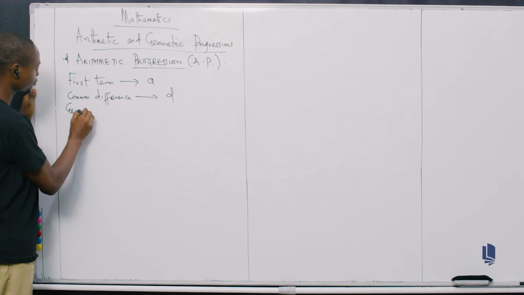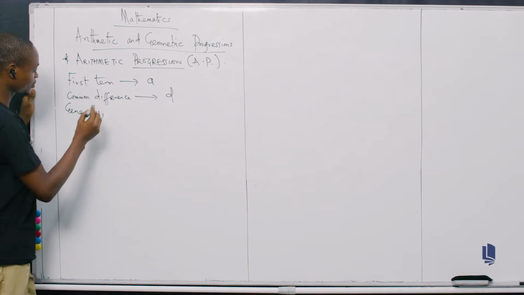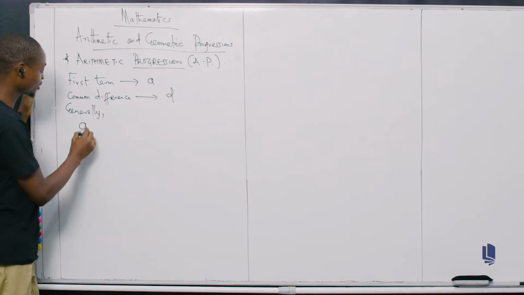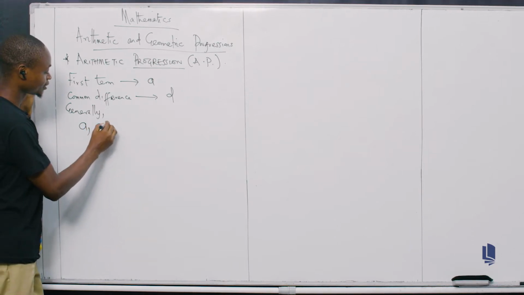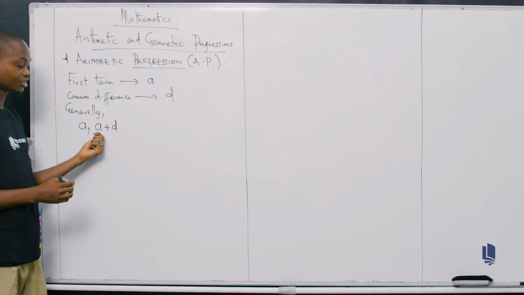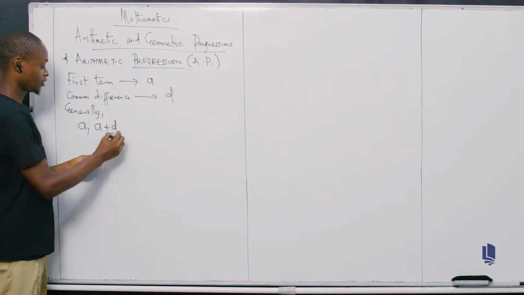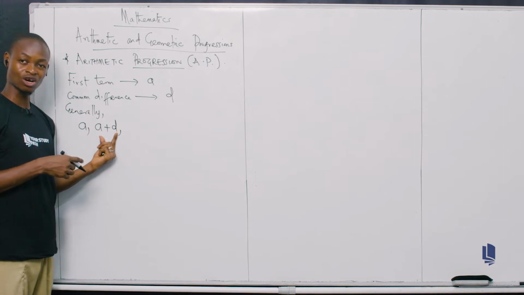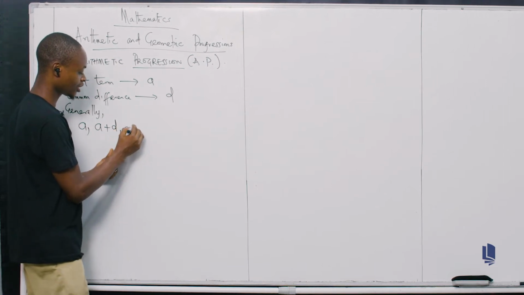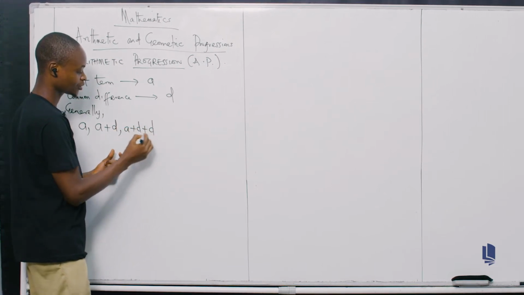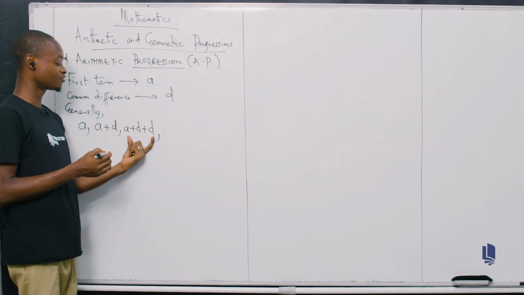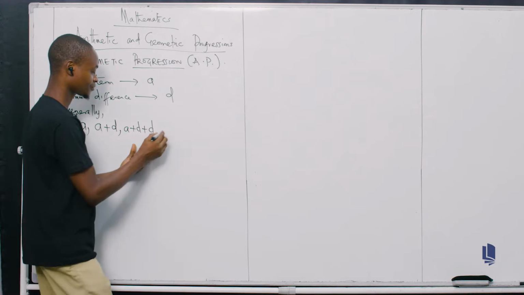Now, how do we use them? Generally, we can write the sequence as A, which is the first term. To get the second term, we add the common difference to the first term. To get the third term, we add the common difference to the second term. So we see how that progression works. To get the next term, we add the common difference to the previous term.